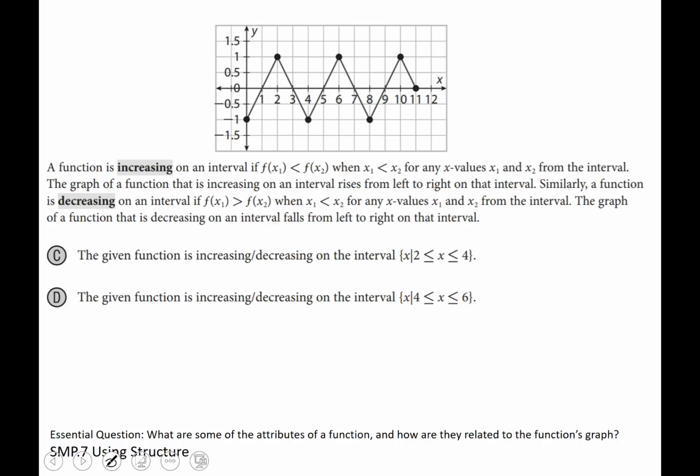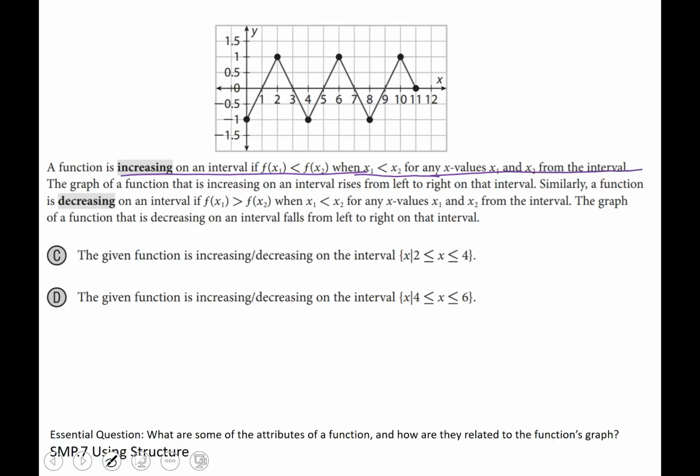Now we're going to talk about increasing and decreasing. Again, this is a good idea to get out the colored pencils, and you're going to underline what our definitions are. A function is increasing on an interval if f of x sub 1 is less than f of x sub 2 when x sub 1 is less than x sub 2, for any x values x sub 1, x sub 2 in the interval.